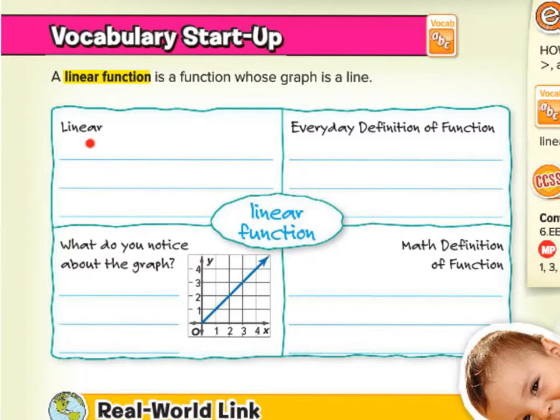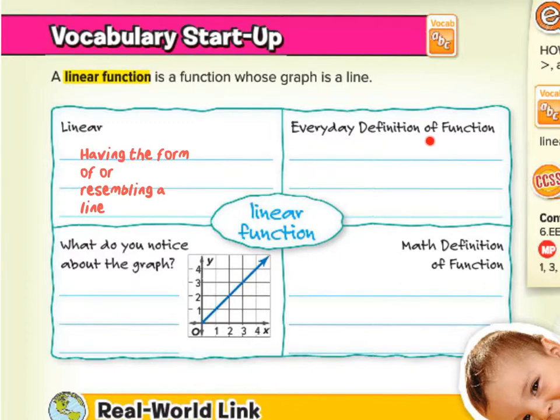So what is linear? What does linear mean to you? To me, linear means having the form of or resembling a line. So essentially, a line. Anything that's linear is an adjective used to describe anything that resembles a line.